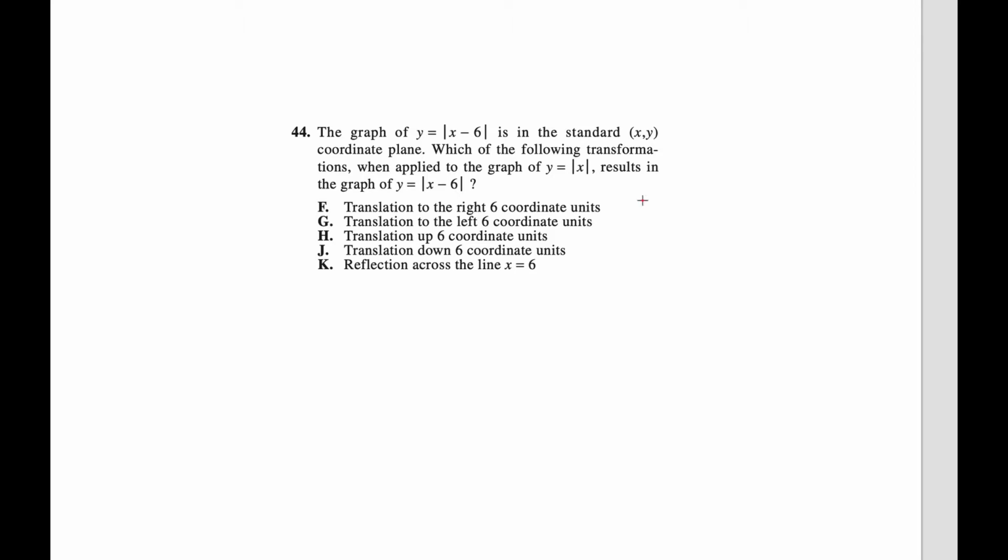As far as the answer choices go, F through J all seem very similar. They're all translations in terms of 6 units. The difference is whether it's to the right or left or up or down. And then answer choice K has a reflection across the line x equals 6. In terms of answer choice patterns, F and G are opposites in the sense that they're going in opposite directions, and the same thing with H and J. So it seems like they might be expecting us to make a mistake either way with the direction, so we'll want to be extra careful about that.